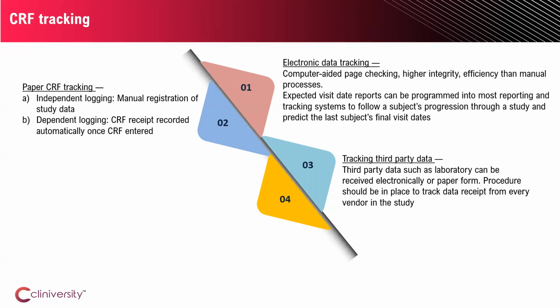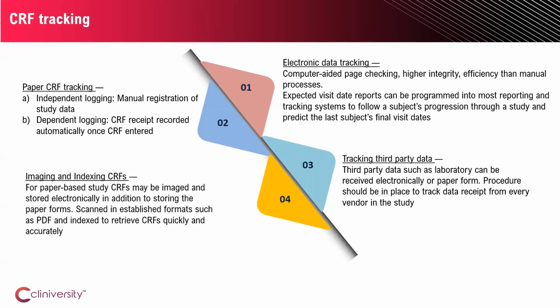Imaging and indexing CRFs. To provide added security and flexibility for paper-based studies, CRFs may be imaged and stored electronically in addition to storing the paper forms. CRFs should be scanned using well-established formats such as PDF. The electronic files must be secured so they are only accessible to authorized and trained personnel. File naming conventions should be very strictly followed, and the repository of the CRF images should be indexed so that it allows locating a specific file very quickly.